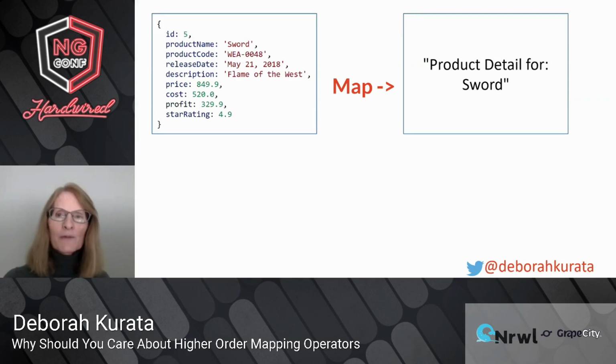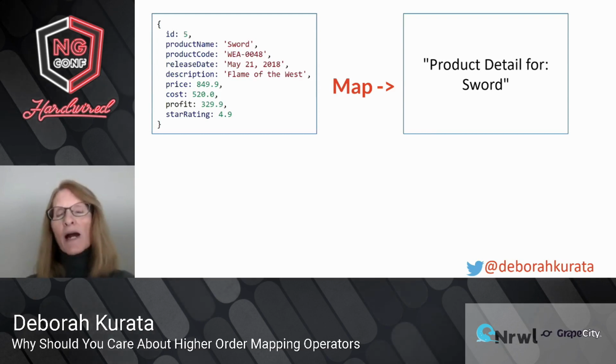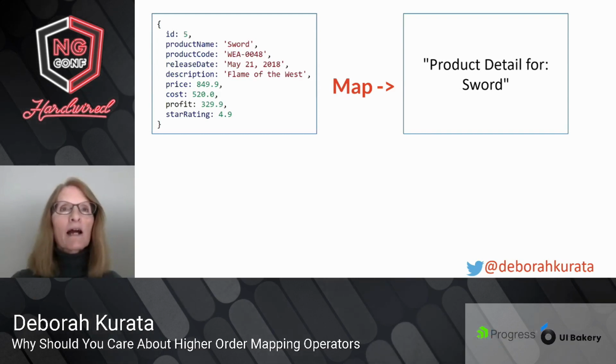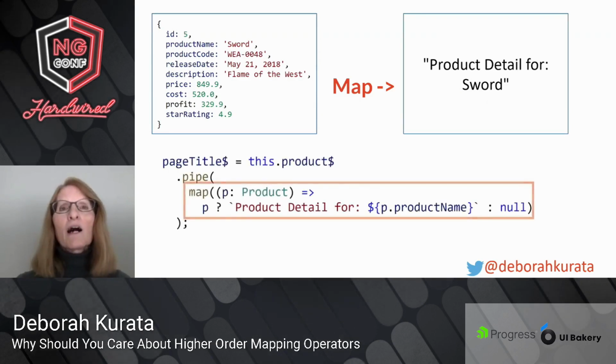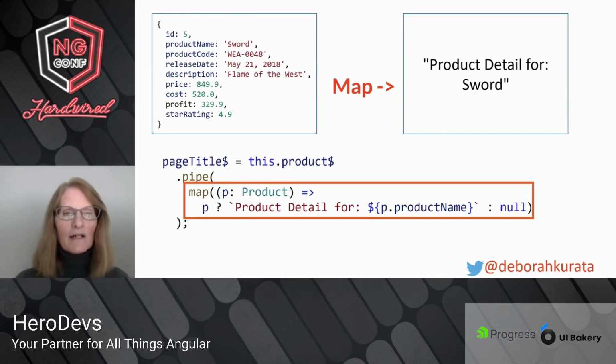One last example of how to use a map. Here again, we have our product on the left that we've retrieved, and we want to map it to a string for display on the top of the page. So how do we do that? We can take our stream that contained our product, and we can pipe it through a simple operation to convert it to a string using the ternary operator.